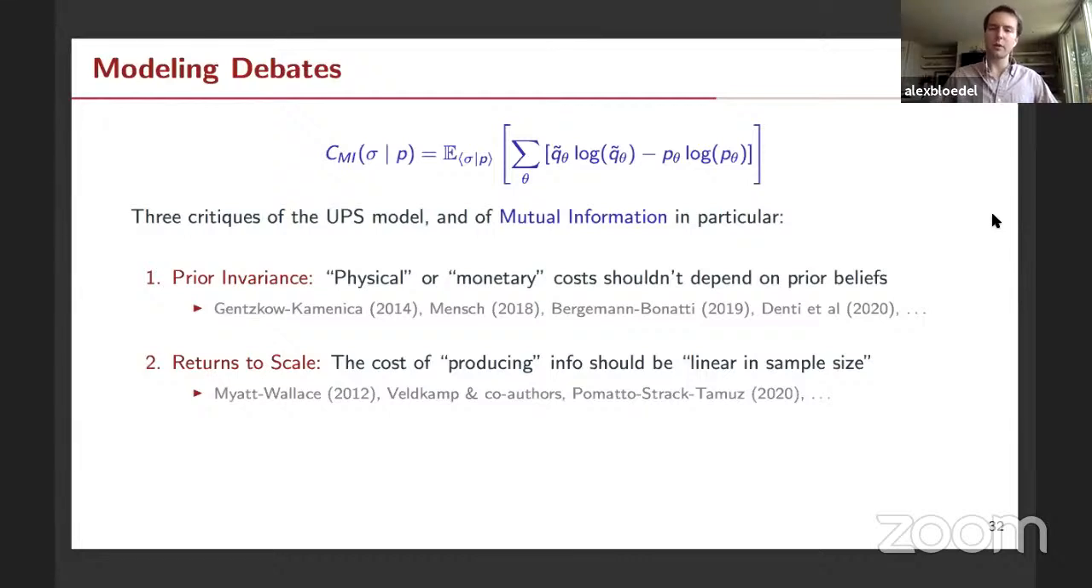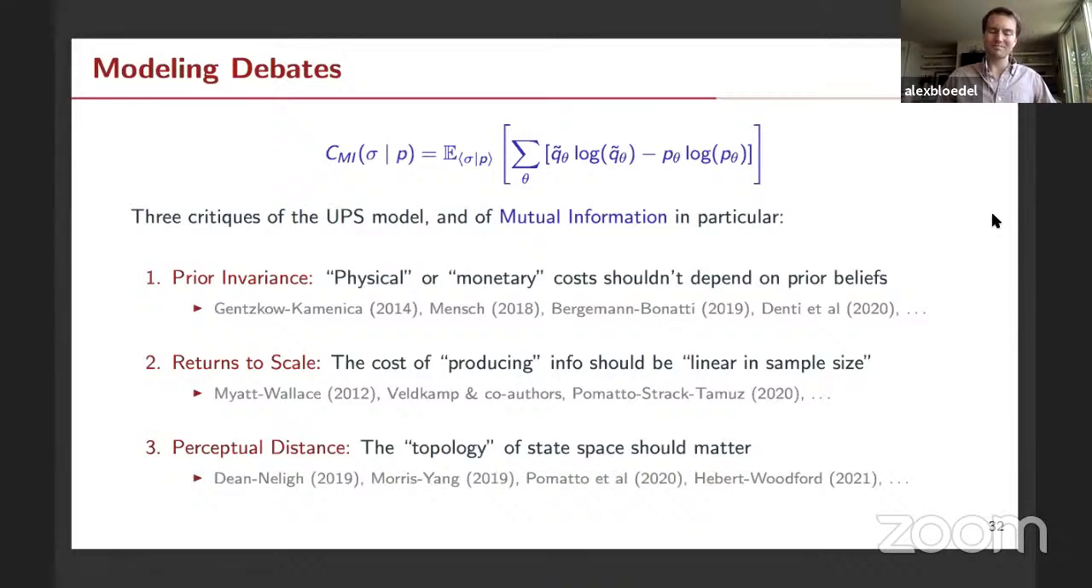The second is what you might call the returns to scale critique, which says that the cost of producing information should be linear in sample size in the sense that we're familiar with from statistics. Mutual information also violates this property. It is in some sense concave in sample size, so it exhibits a kind of increasing returns to scale.